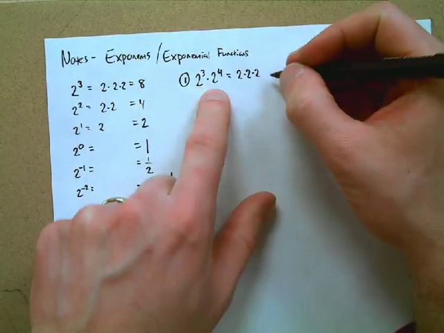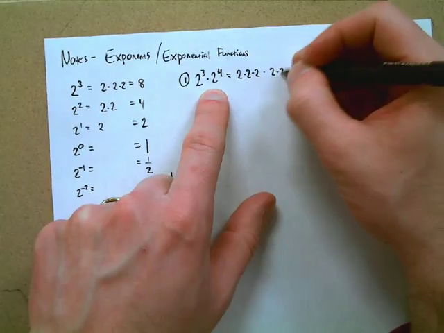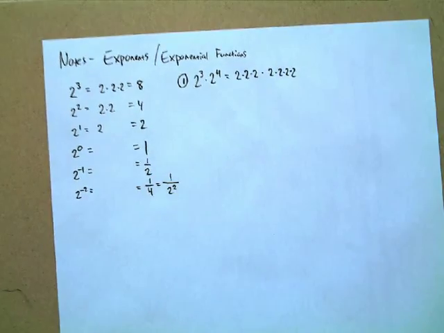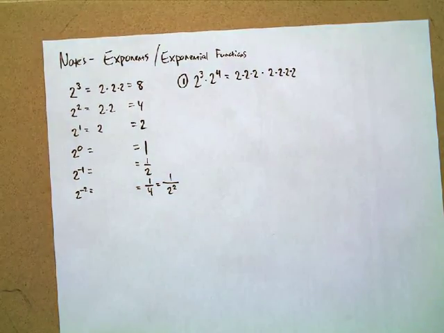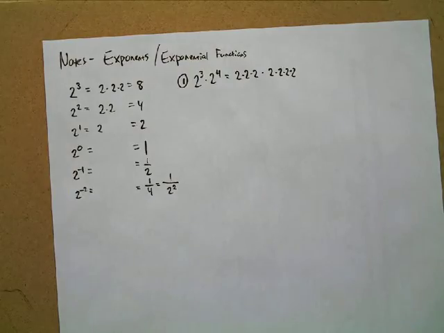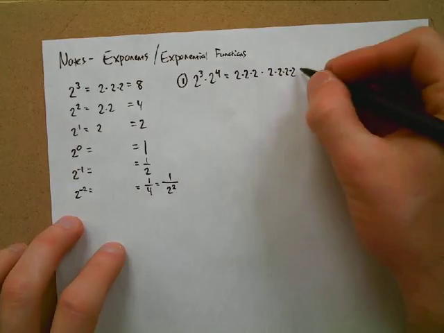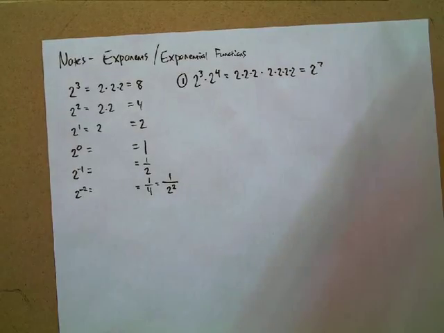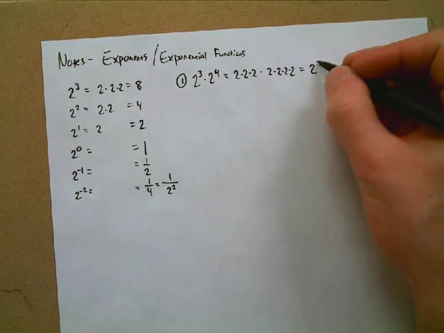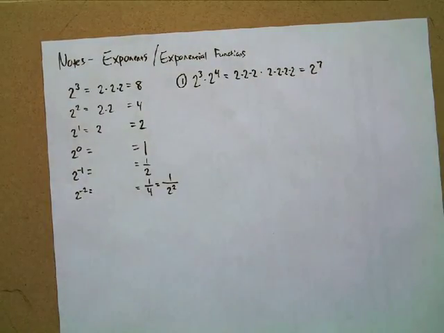2 to the fourth is 2 times 2 times 2 times 2. But really, when you take 3 2's and multiply them by 4 2's, you just have 7 total 2's, and that's why we can say it's just 2 to the seventh. And so there's the idea of adding exponents. When you multiply numbers with the same base, you can add those exponents. 3 plus 4 gives us 7.